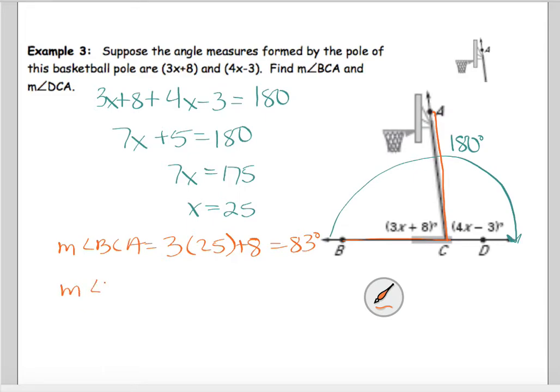The measure of angle DCA, that's the other one, so that's going to be 4 times x minus 3. Or, since we know together they're going to make 180, you could also do 180 minus 83. You do end up with 97 degrees for that one. So there's our 2 answers for BCA and measure of angle DCA.